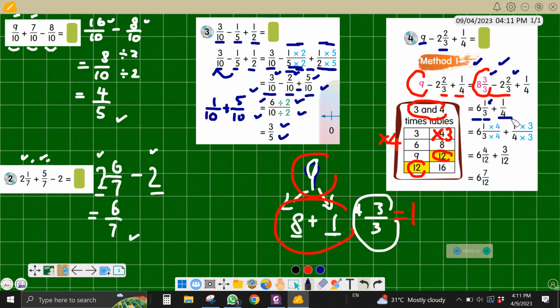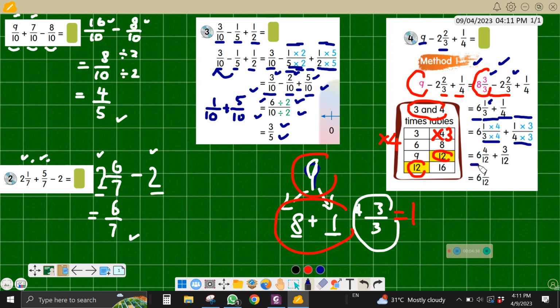So now when you come to the second fraction, you must change to 12, because 3 and 4 are different. So 3 you times 4 to become 12. 4 you times 3 to become 12. The bottom times 3, the top times 3. The bottom times 4, the top times 4.